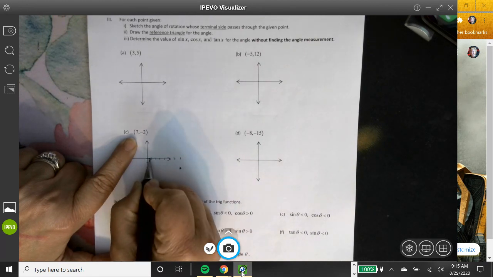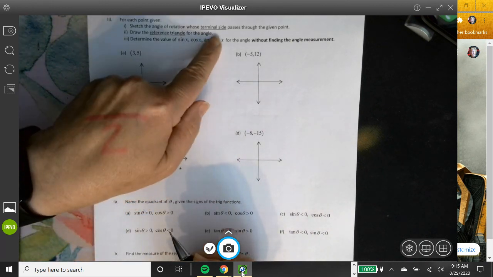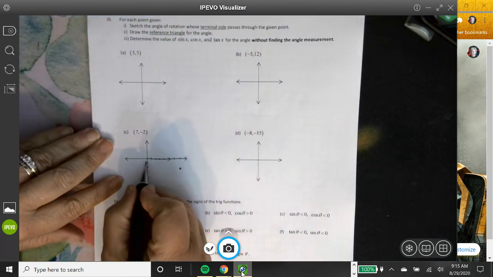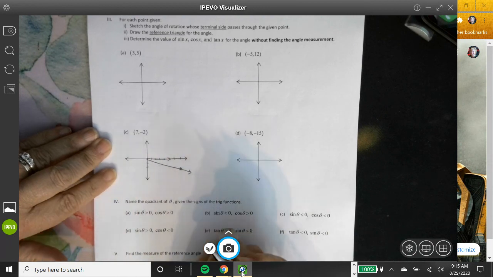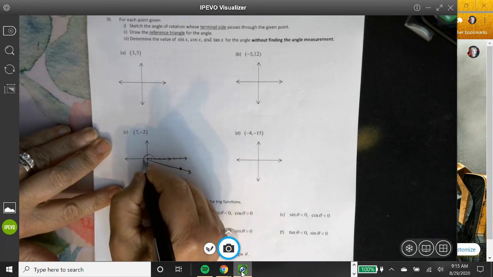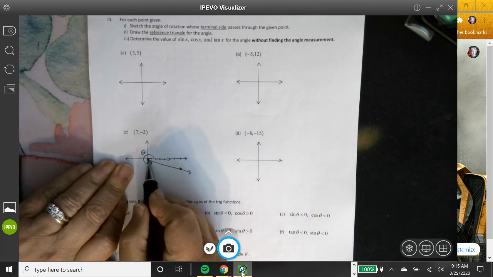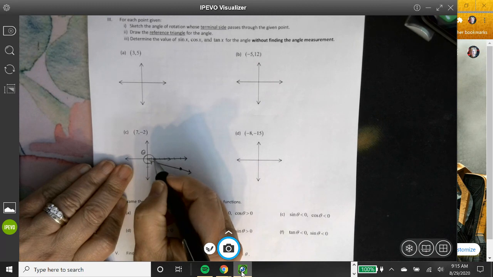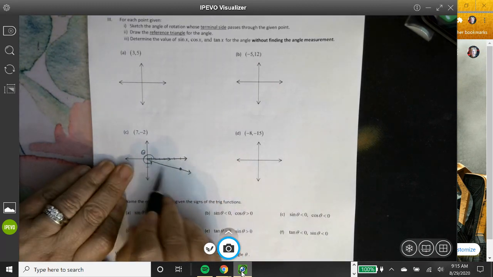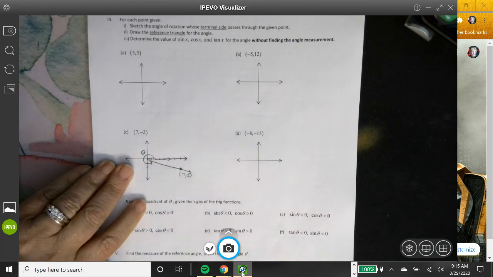And my angle of rotation, it says, the terminal side passes through the given point. So my terminal side of my angle passes through this point. Now I didn't pass through there very well. But my angle is this. So this is my theta, in standard position. And is my terminal side passing through the point 7, -2? Well, the answer is yes.